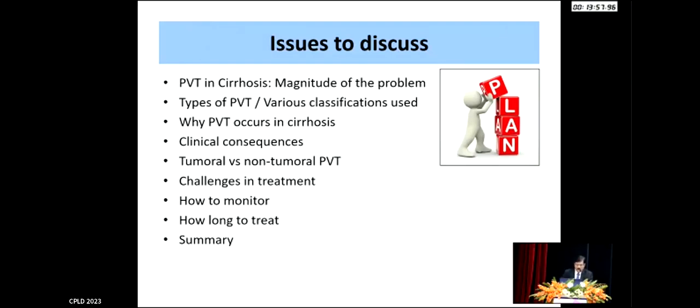Now, in my talk, I'll speak briefly on types of PVTs, why it happens, tumoral versus non-tumoral thrombosis, and especially challenges to diagnosis and treatment.